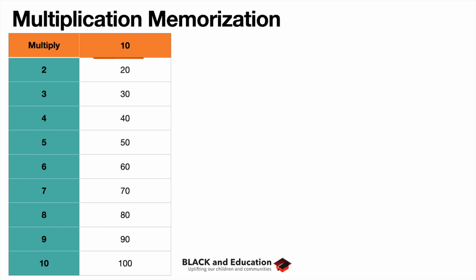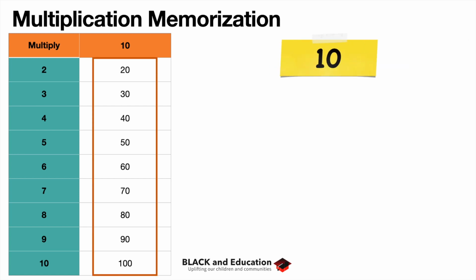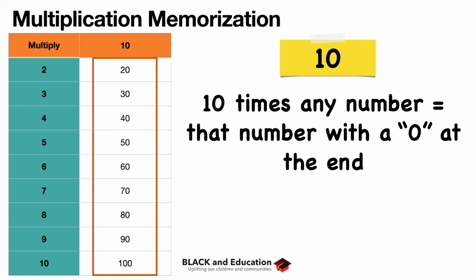So how do you memorize your tens times tables? If you have to memorize your tens multiplication facts, how do you memorize that? Well, a quick and easy rule is that 10 times any number is that number with a zero added to the end. So let's look at that.